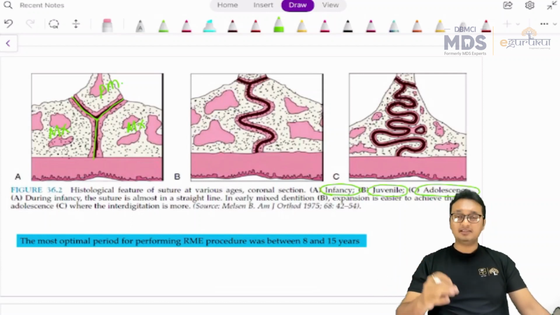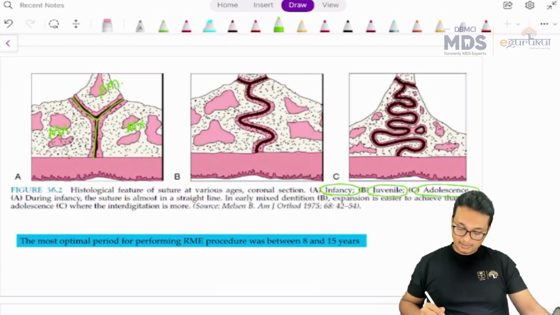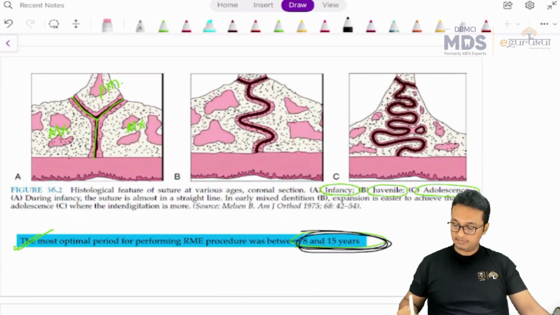So earlier the better. The earlier the treatment is instituted, the better it is. Hence, the more optimal period for performing RME procedures is between 8 to 15 years. Between 8 to 15 years. Right?